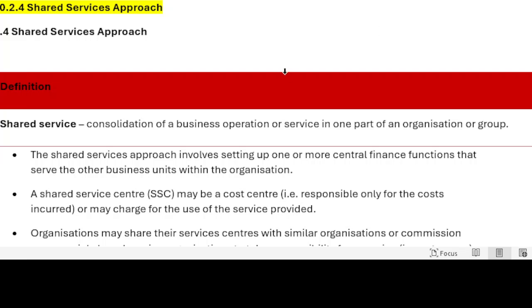So for today's class, let's start from the shared service approach. This is a continuation of the finance function with the help of technology.